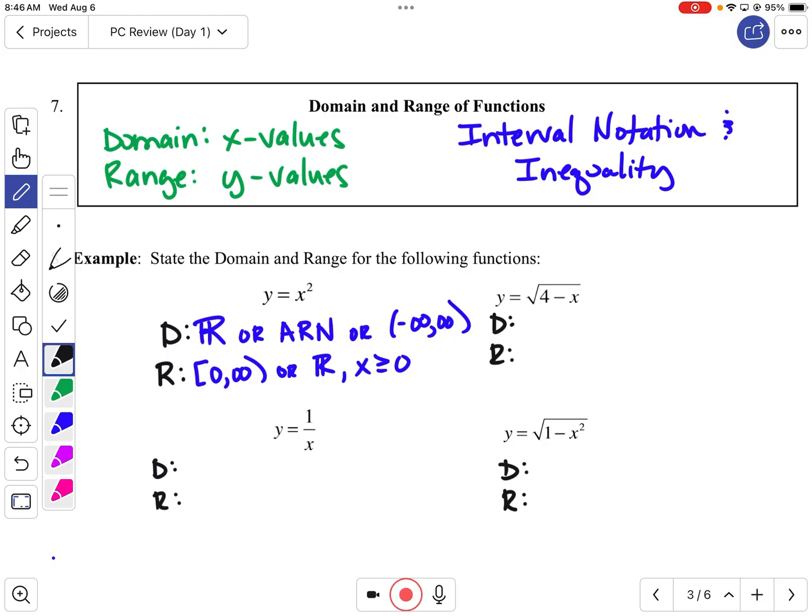Bless. All right, so let's look at the first one. So square root of 4 minus x. Is there going to be something about this one that's going to be an issue? Okay, especially if we're thinking about a graph. With square root of 4 minus x, what can't happen? Yeah, perfect.